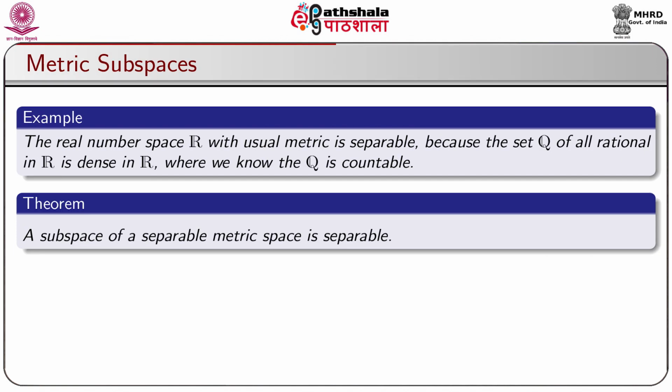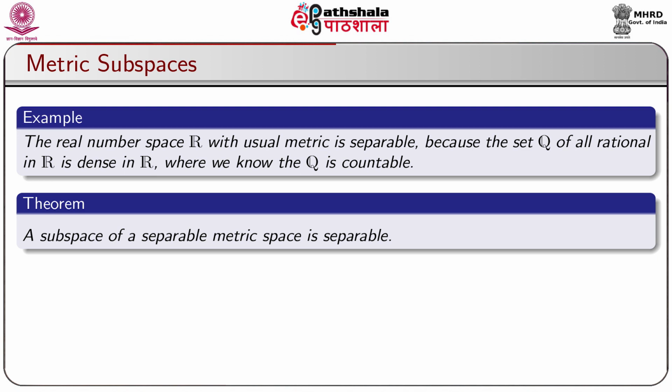So, we now put some examples of separability of a metric space. The real number space R with the usual metric is separable because the set of all rational numbers, denoted Q, is dense in R, and Q is countable because the set of all rational numbers is countable. So, the real number space R is separable with respect to the usual metric.